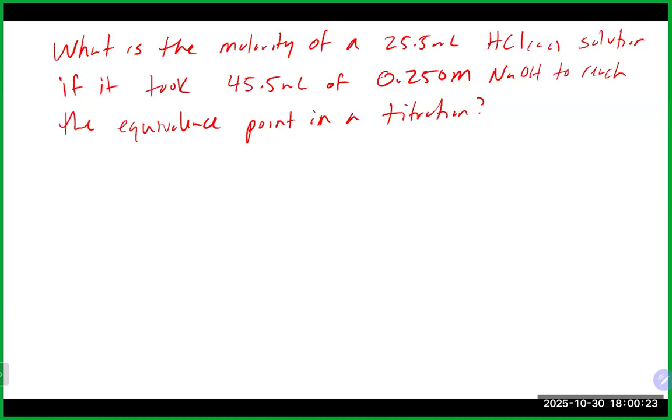All right, so what is the molarity of a 25.5 milliliter HCl solution if it took 45.5 milliliters of a 0.25 molar sodium hydroxide solution to reach the equivalence point of titration? So let's go through this. Again, titration problems are stoichiometry problems. They're just solution stoichiometry problems. So we'll run through our steps here.